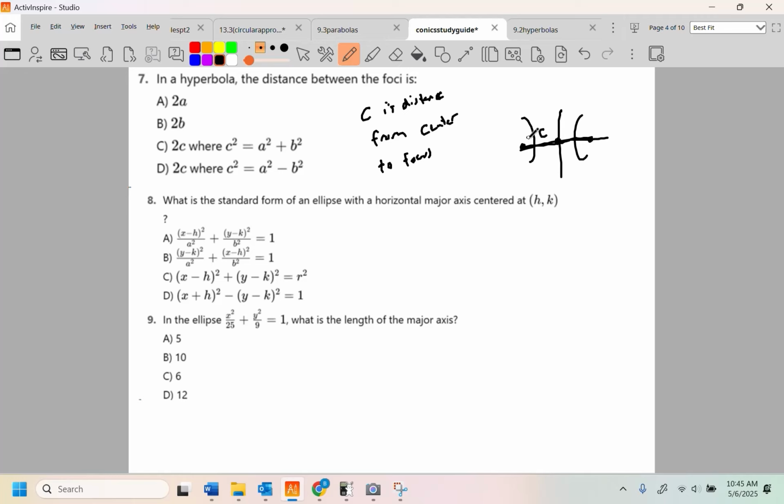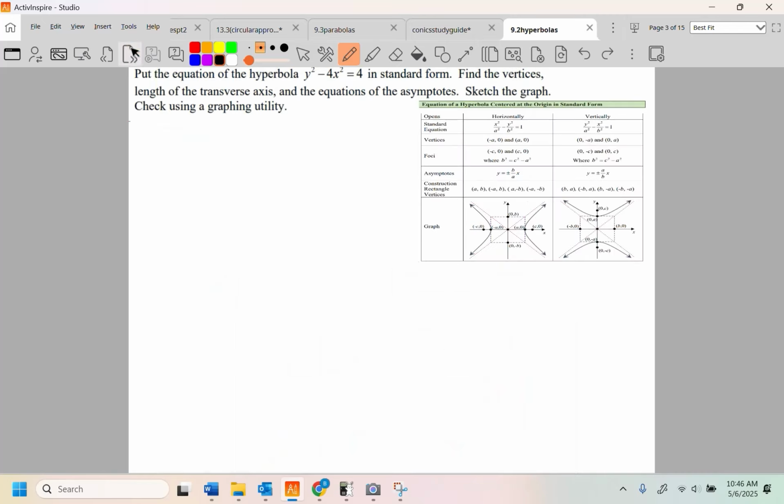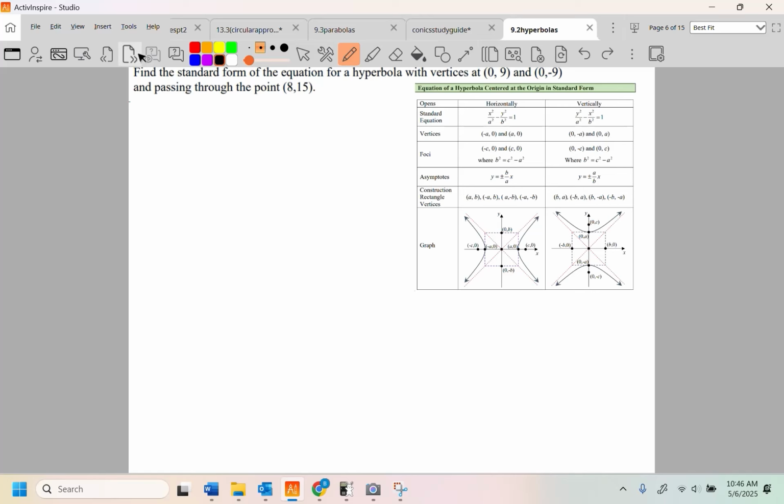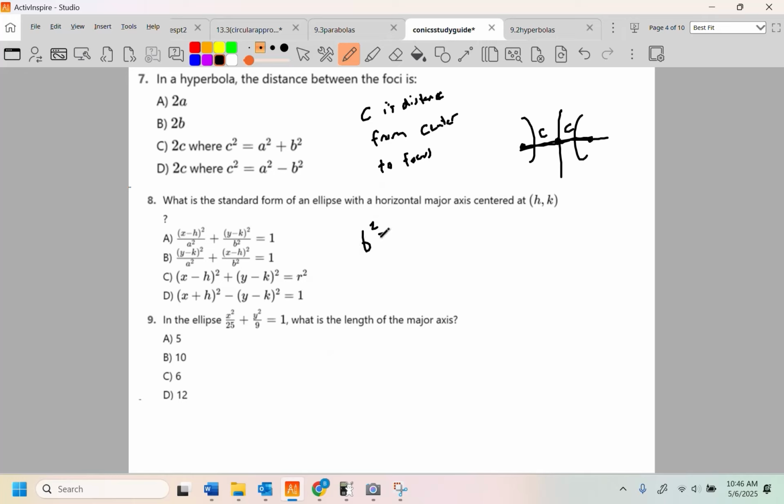Each one of these distances would be a c. So the total distance is 2c, and then they have where c squared equals... Okay, so let's just pull up the hyperbola notes here. B squared is c squared minus a squared. That's how it is. Doesn't matter if it's centered at the origin or not. I can jump over the ones that aren't. B squared is c squared minus a squared. Doing a little bit of manipulation on that, we get c squared is b squared plus a squared. So it's 2c, where c squared is a squared plus b squared.